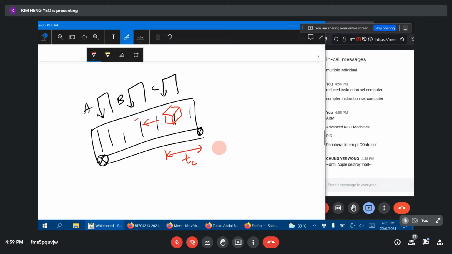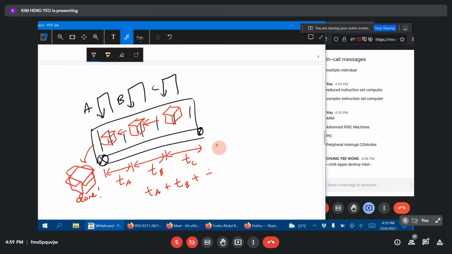And then it comes here. Machine B will work on it for TB. And then it comes here. Machine A will work on it for TA. And then it's done. It goes into the box. Okay. So how long does it take to manufacture one item? To manufacture one item, you need TA plus TB plus TC.